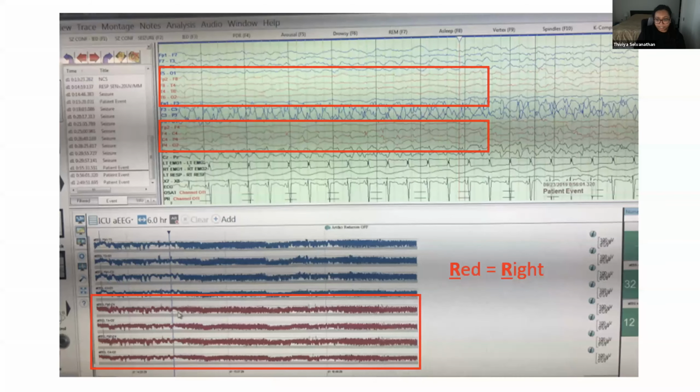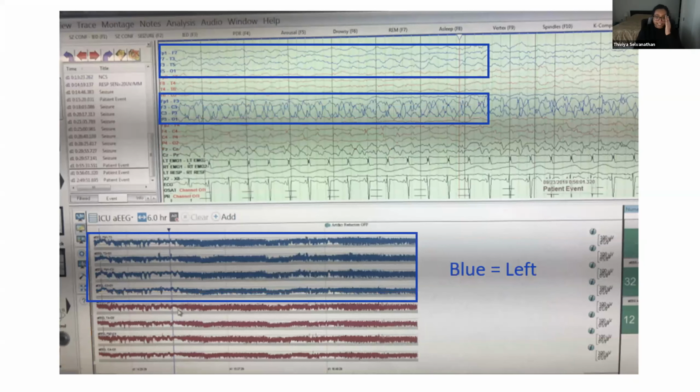So this is just kind of reviewing that as well. Red is right and blue is left. So I usually remember R is red and right.